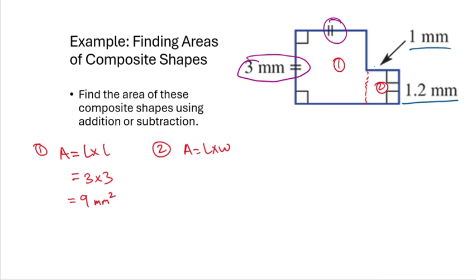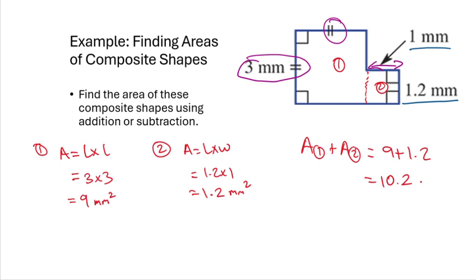Now for shape 2, this is a rectangle here because you have 1.2 millimeters and then you have 1 millimeter here. This 1 millimeter is just talking about that distance. I'll just redraw it. It's the distance in the purple line that I've just drawn. So this would just be 1.2 times 1, which equals 1.2 millimeters squared. And the next thing to do is just add A1 plus A2, which equals 9 plus 1.2, which equals 10.2 millimeters squared.